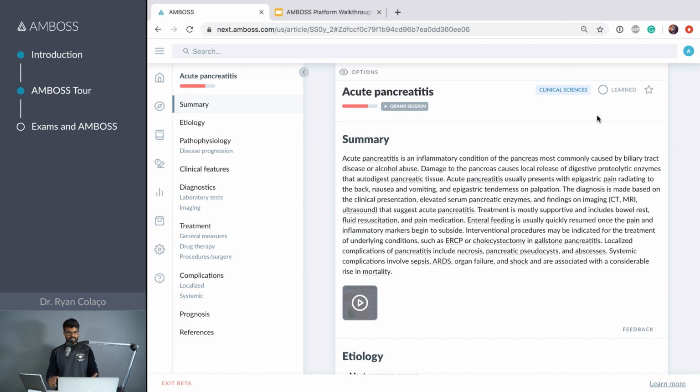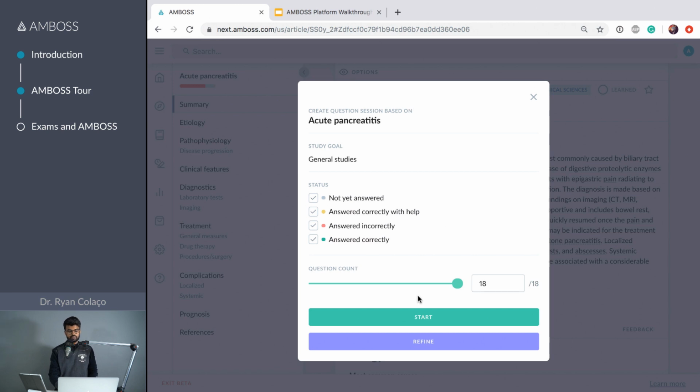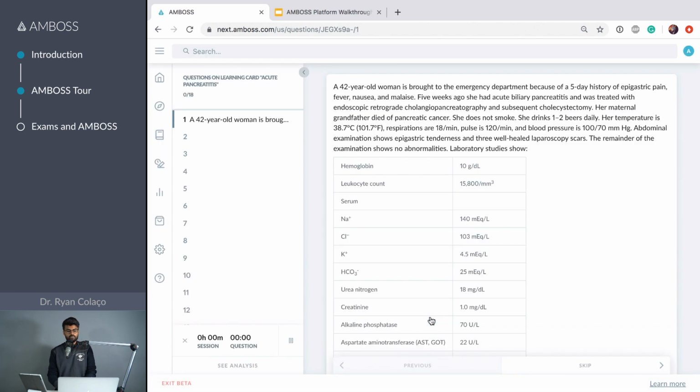Now, once that is done, look, all the information that you read is one bit of it, right? But you need to also be able to test yourself. You need to see the information in action on patients. The problem is, it is not every day that what you read turns up in the hospital. So if I've read acute pancreatitis, does that mean that there will be a patient that I can examine? Probably not. However, if you start a question bank session in AMBOSS, it will open up, in this case, 18 questions.